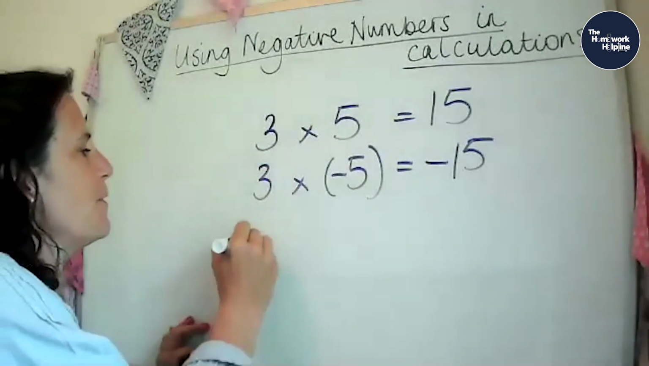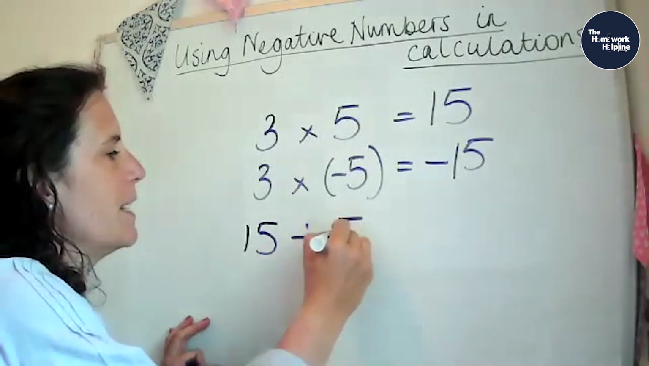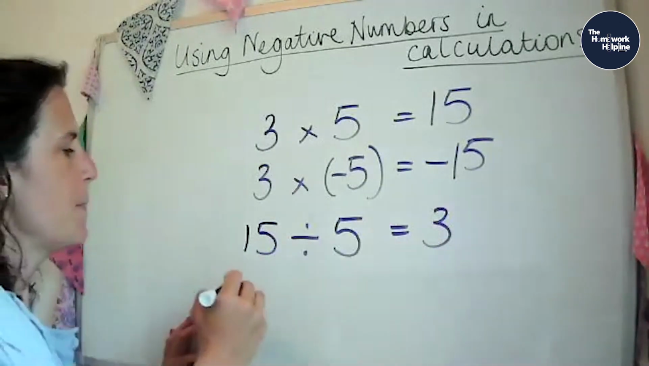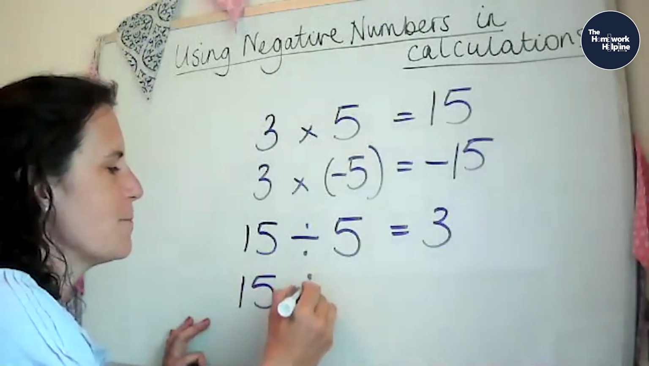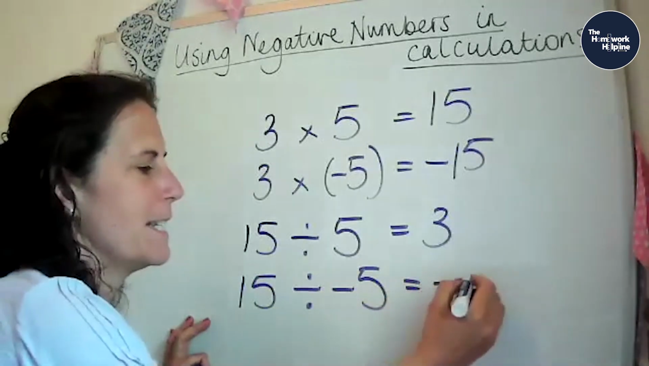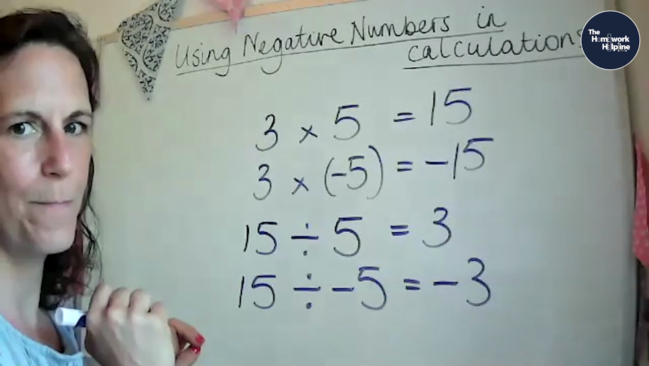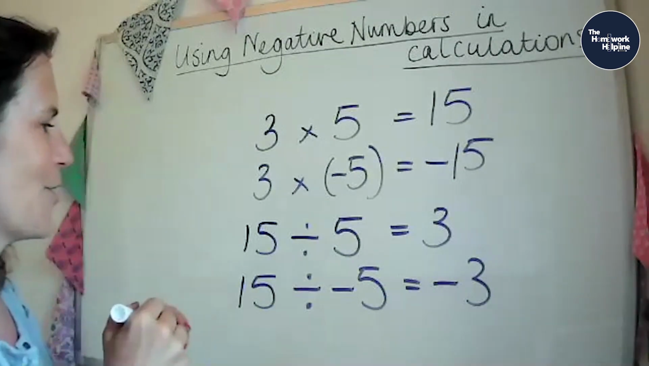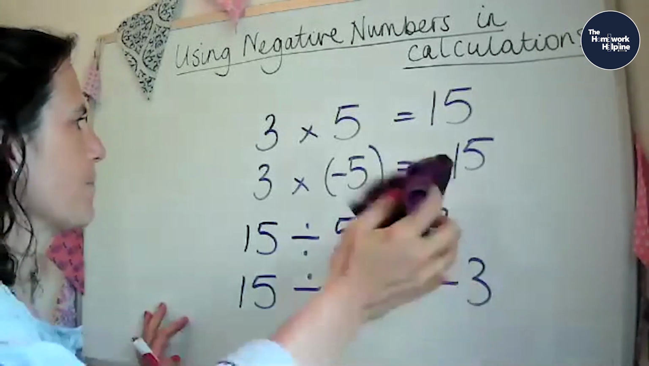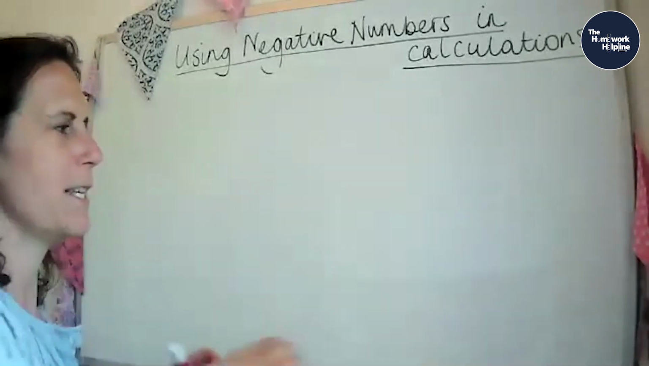So we've got 3 lots of -5, which is -15. Now, if we do 15 divided by 5, that would equal 3. But if we had 15 divided by -5, that would equal -3. Okay? Got it? Good. What would happen if we had both of them as minus signs?